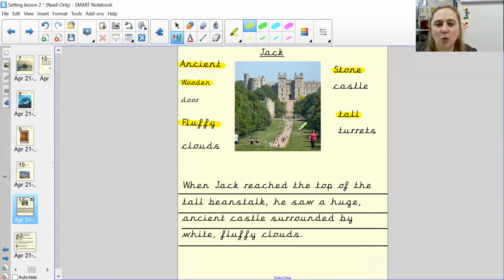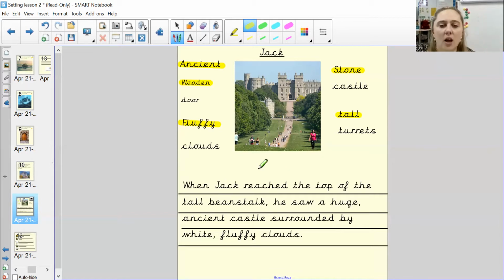Okay, once you have drawn your picture and labelled it with your adjectives, I would like you to use those adjectives to write a sentence. So here's my sentence. When Jack reached the top of the tall beanstalk, he saw a huge, ancient castle surrounded by white, fluffy clouds. So do you see where I've added adjectives to make my sentence more exciting?